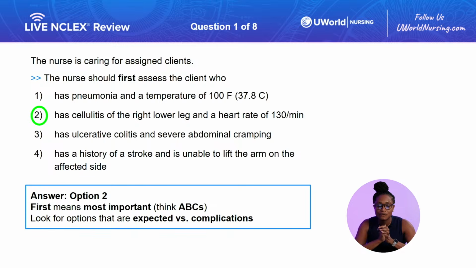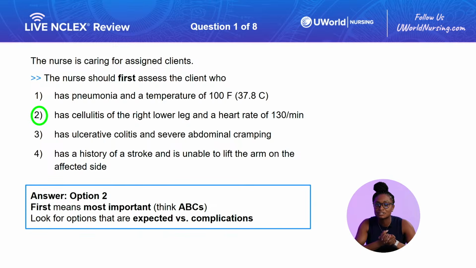Options 1, 3, and 4 are expected findings and not triggering for an immediate intervention. They're not life-threatening. So option 1, has pneumonia and a temperature of 100 degrees Fahrenheit. While this is a slightly high temperature, it's not technically febrile for us to give something like Tylenol. We could just do ice packs for cooling measures. And it's expected for a client with an infection to have a low-grade fever.